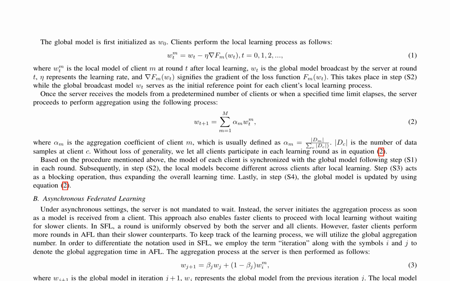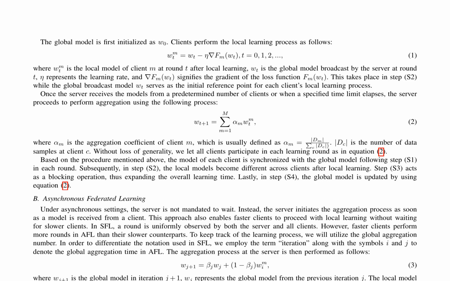In the context of federated learning, two approaches are discussed: synchronous federated learning, SFL, and asynchronous federated learning, AFL. In SFL, clients perform local learning, and the server aggregates the models from a predetermined number of clients or when a specified time limit elapses. The global model is updated using equation 2, where alpha m represents the aggregation coefficient of client m.